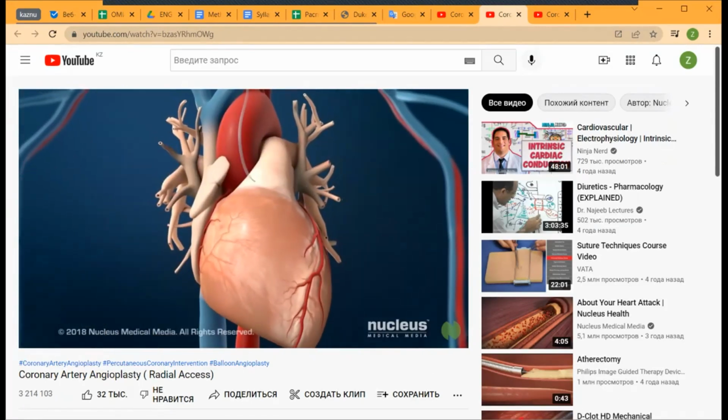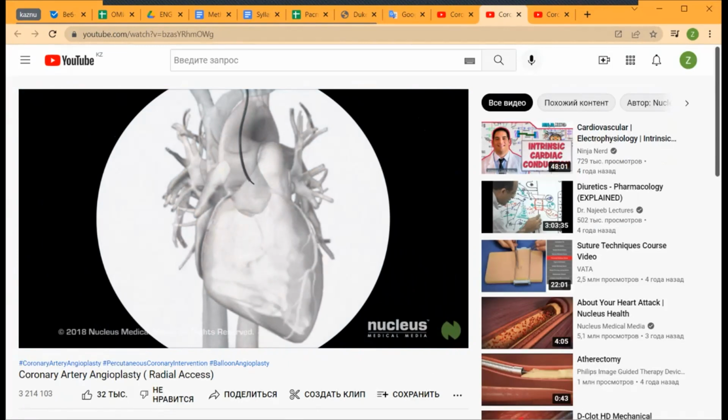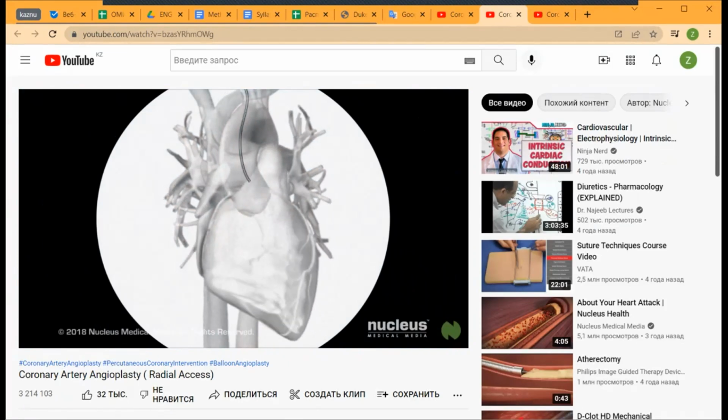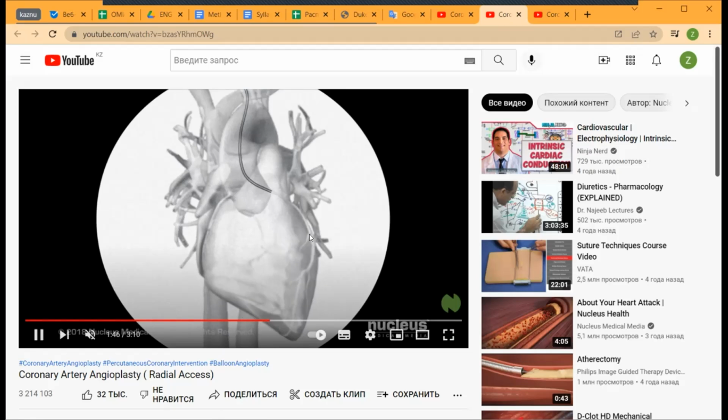Do you see my screen? Yes. Here it's again an X-ray view, and we give contrast. Here you see the left coronary artery, the right one. And again we can see a blockage here. This is atheroma.